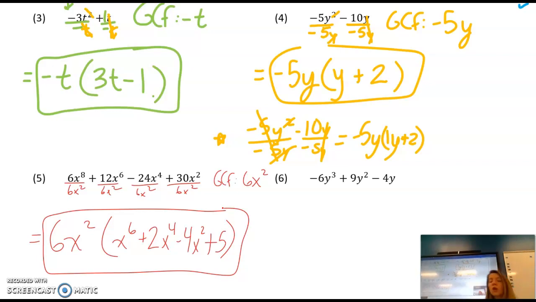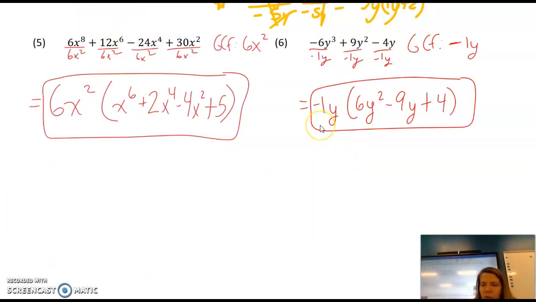Okay, so go ahead and copy down number 6. I'm going to pause the video, and then I will share the answer with you. So go ahead and try it. So check your answer. So you should have gotten negative 1y times 6y squared minus 9y plus 4.